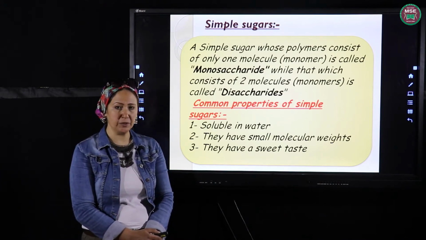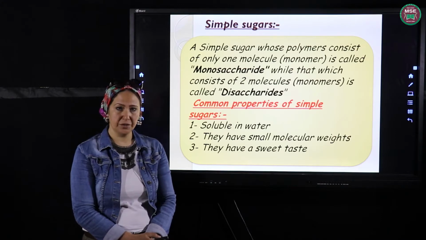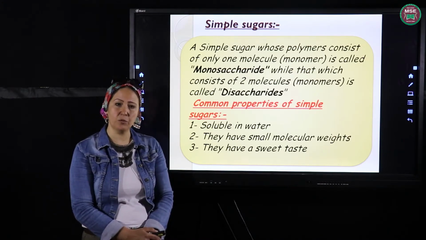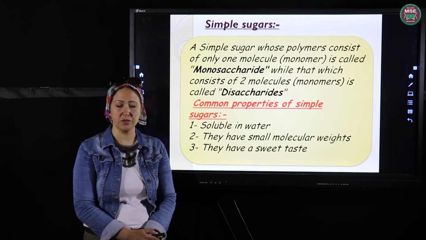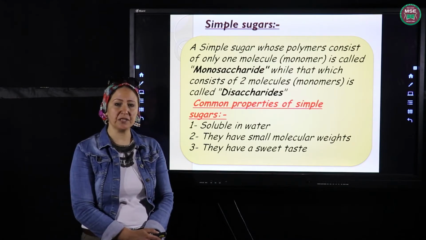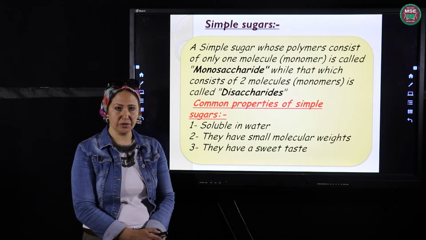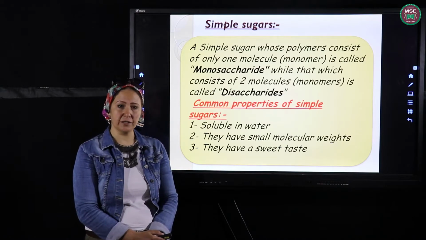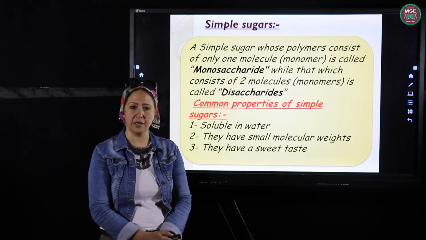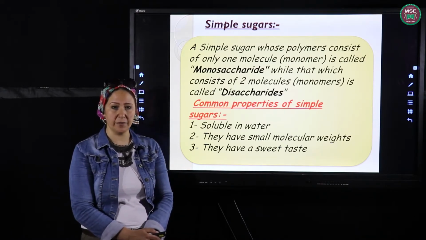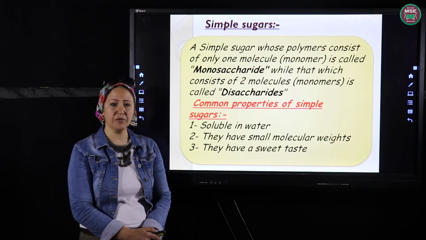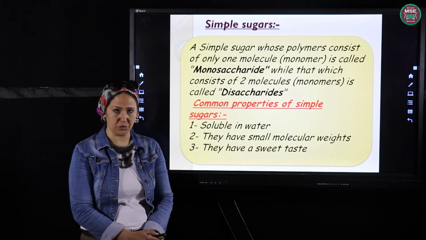So we have simple sugar and complex sugar. If the polymer consists of only one monomer inside or two monomers joined together, we call this type of sugar simple sugar. If the polymer consists of greater than two monomers joined together, we call this type of carbohydrate complex sugar.